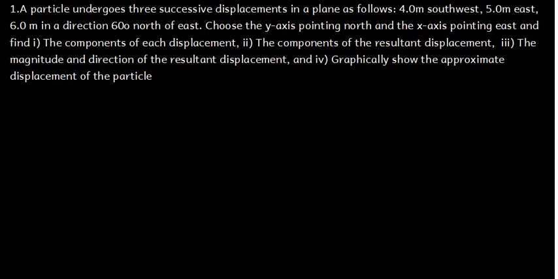So let's begin. Here is the first question for us, which is saying a particle undergoes three successive displacements in a plane as follows: 4 meters southwest, 5 meters east, 6 meters in a direction of 60 degrees north of east. Choose the y-axis pointing north and the x-axis pointing east and find part 1, the component of each displacement, part 2, the component of the resultant displacement, part 3, the magnitude and direction of the resultant displacement, part 4, graphically show the appropriate displacement of the particle.